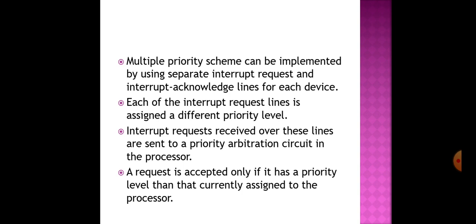That means if a device needs to raise a request, it can do it by using its dedicated interrupt request line, and the processor may receive a number of requests at the same time. So it sends all the requests to another unit called the priority arbitration circuit, where it finds the priority of the devices, and a request is accepted if the incoming request has higher priority than the priority level currently assigned to the processor. Others are ignored.